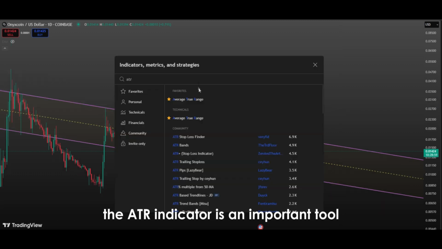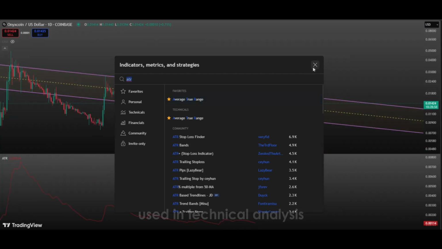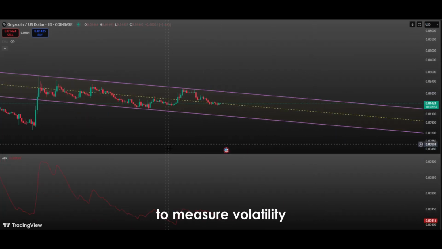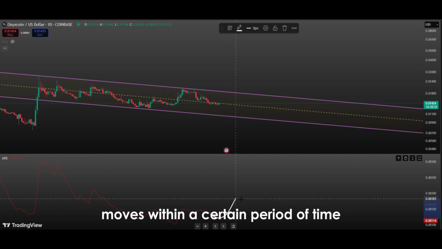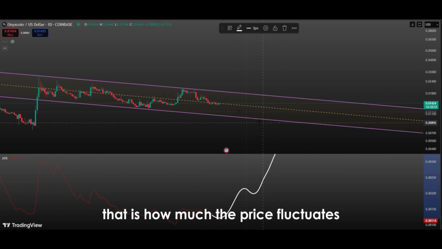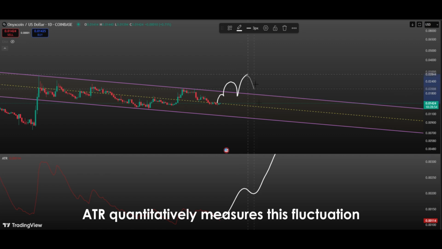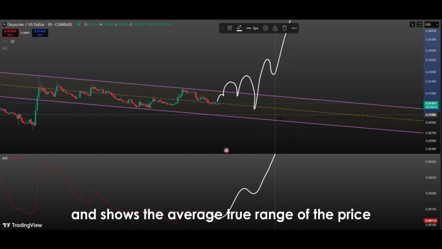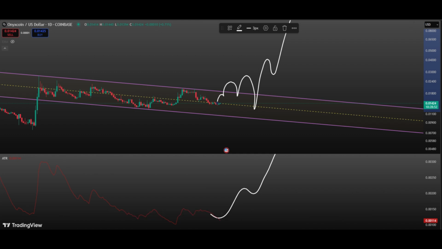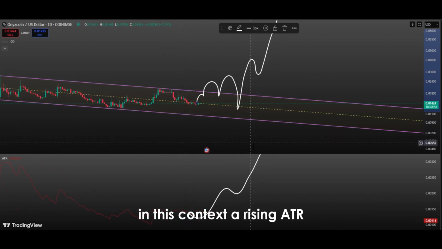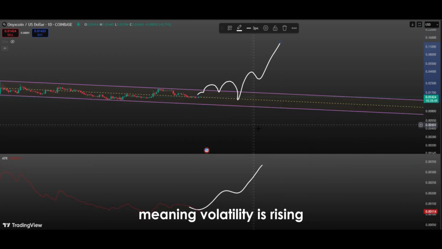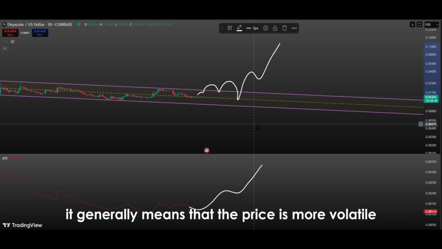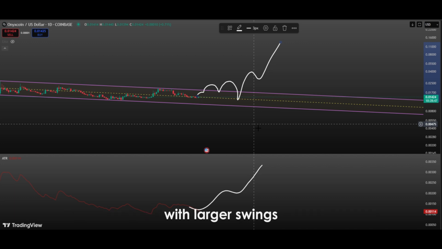Stay tuned. The ATR indicator is an important tool used in technical analysis to measure volatility. Volatility refers to how much the price of an asset moves within a certain period of time, that is, how much the price fluctuates. ATR quantitatively measures this fluctuation and shows the average true range of the price. In this context, a rising ATR indicates that the magnitude of price movements in the market has increased, meaning volatility is rising. When the ATR indicator rises, it generally means that the price is more volatile, with larger swings.